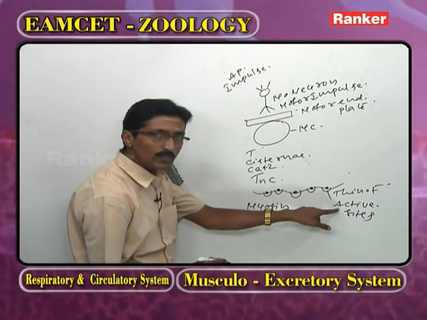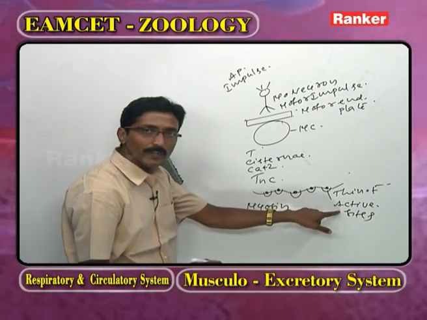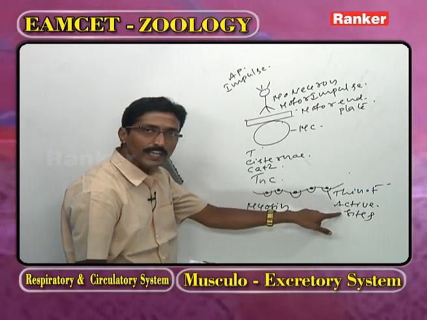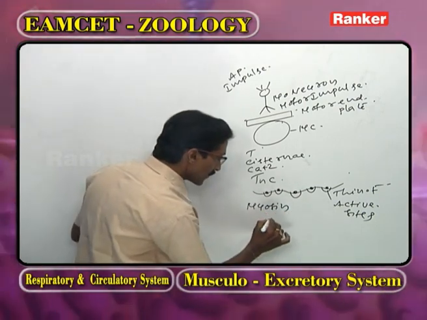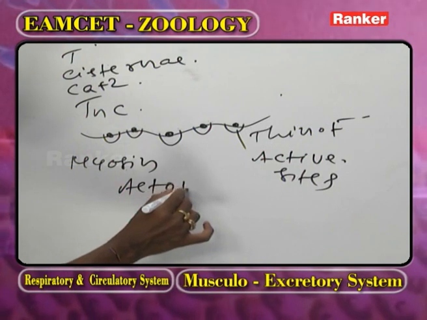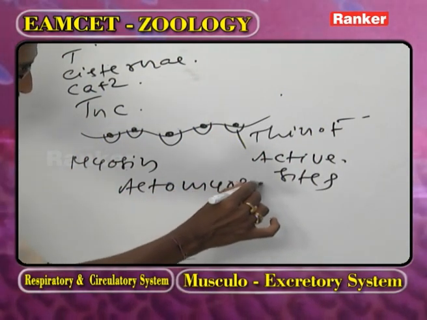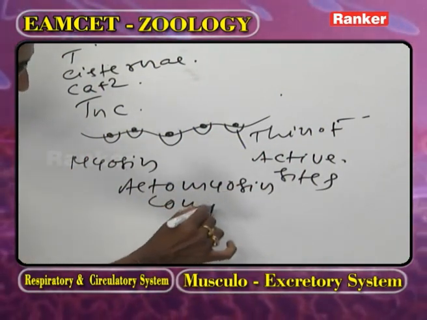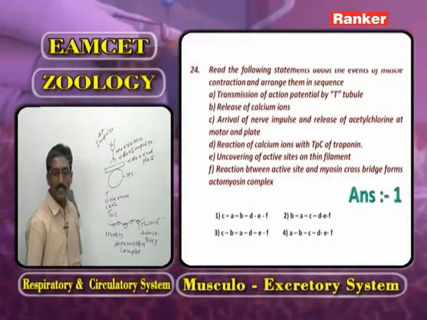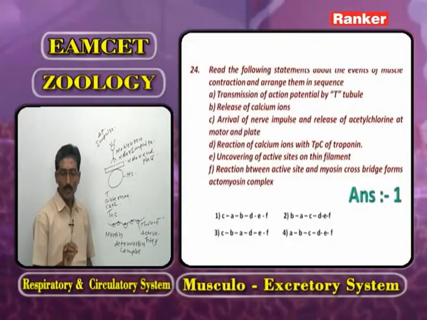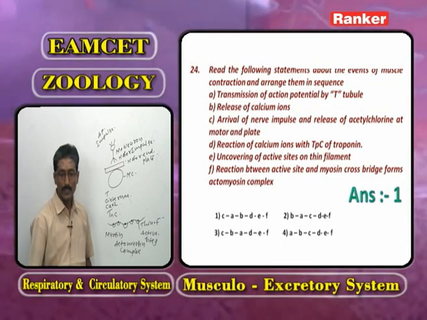Myosin plus active site. In the active site, mainly what type of protein is present? Actin. So myosin plus actin unite to form the actomyosin complex. This is also called the cross bridge. Based on this information, what is the correct option?